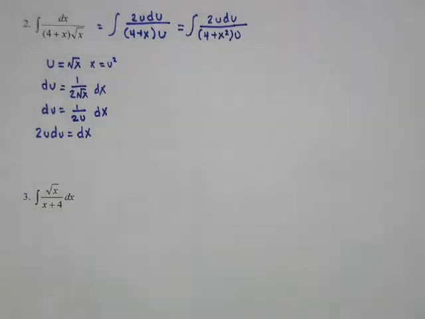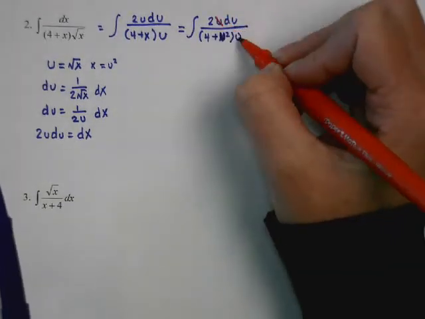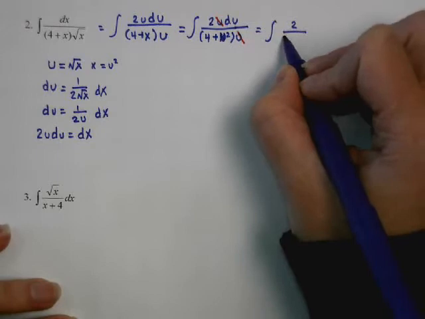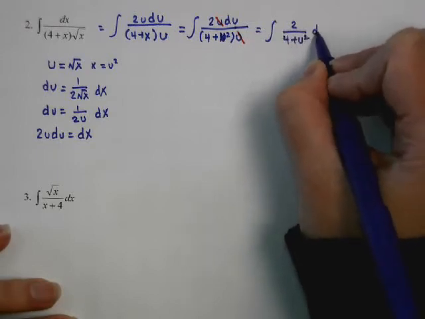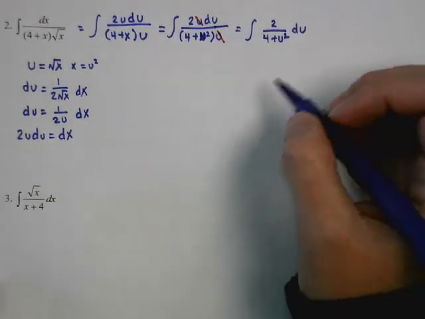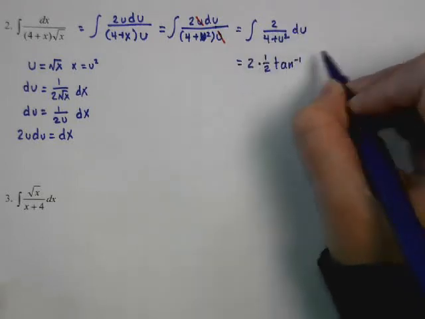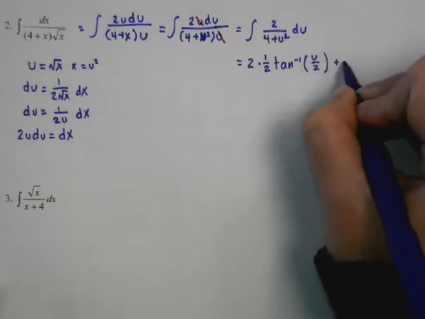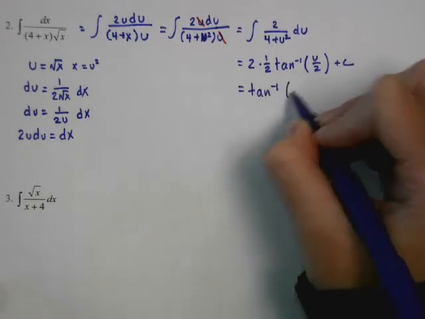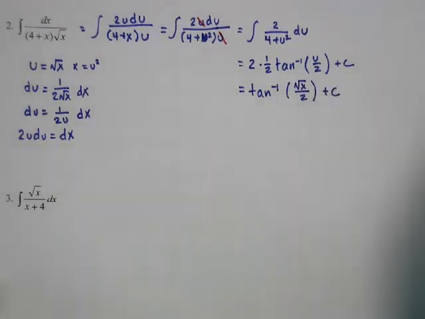Well, if you see, I have a u in the numerator and a u in the denominator. Sorry, this is u squared. So those u's go away. So now my integral is 2 over 4 plus u squared. Well, hidden in this, oddly enough, is tangent inverse. So this is going to be 2 times 1/2 tangent inverse u over 2. So this is going to be the tangent inverse of u, which was the square root of x, over 2.